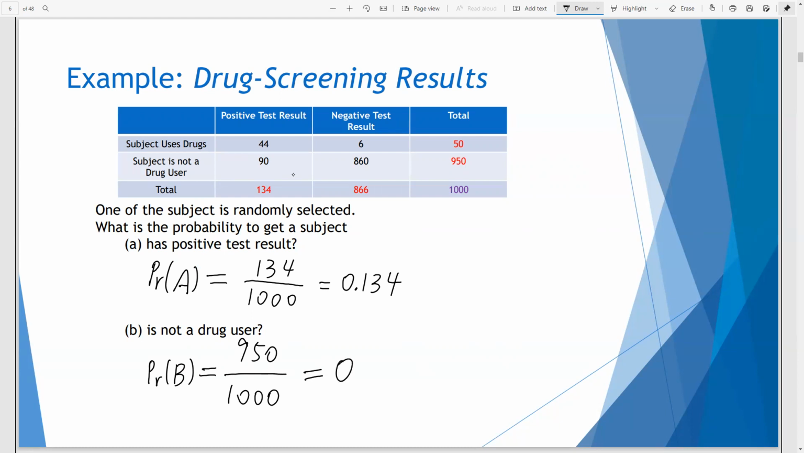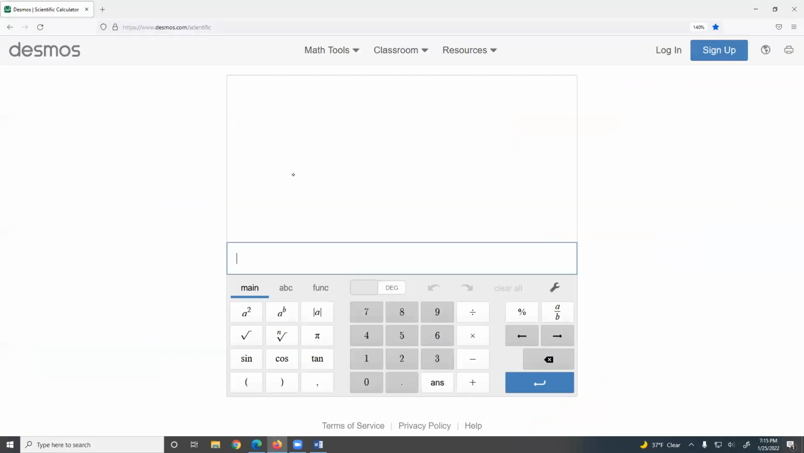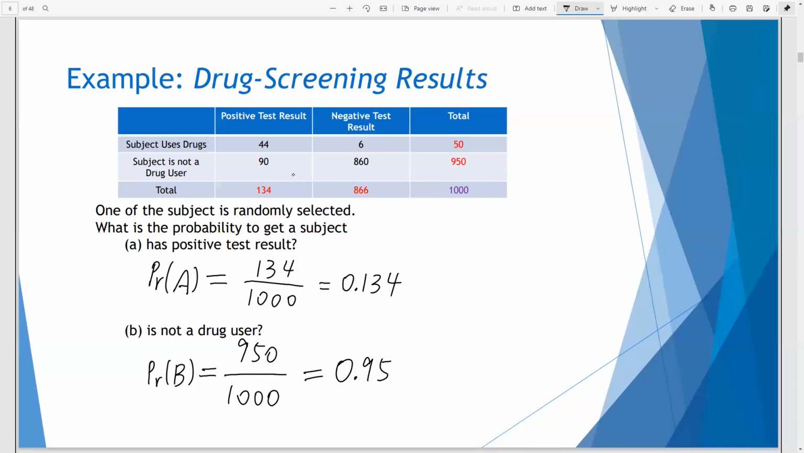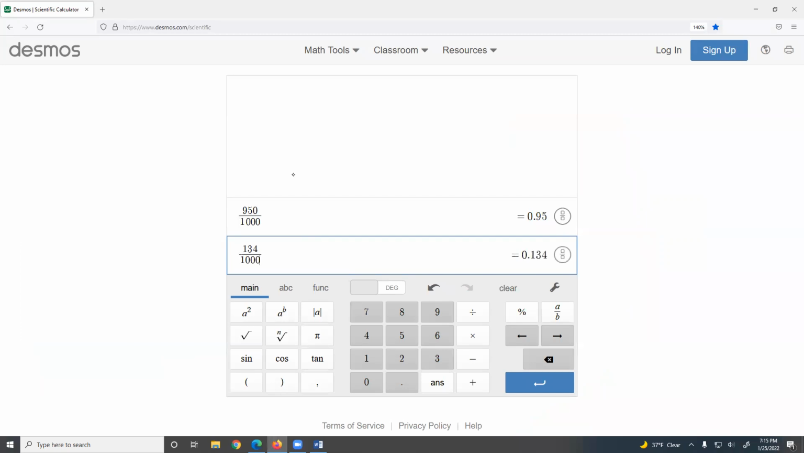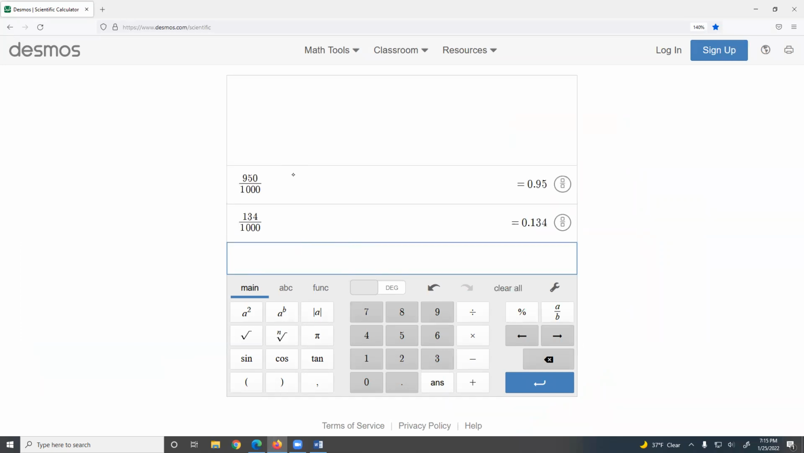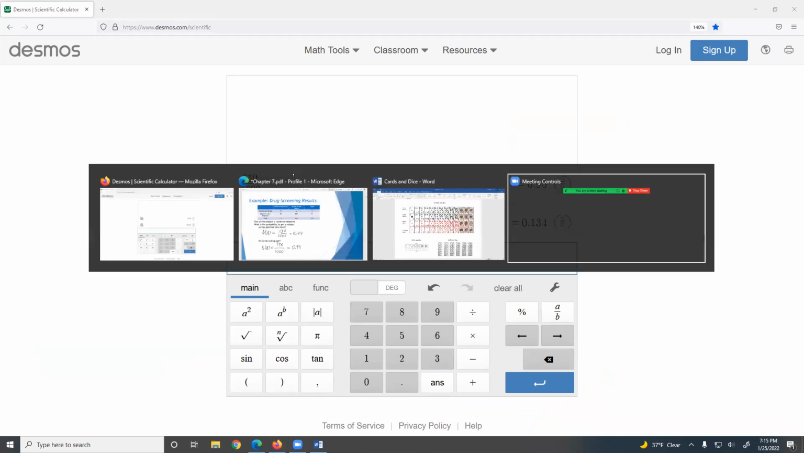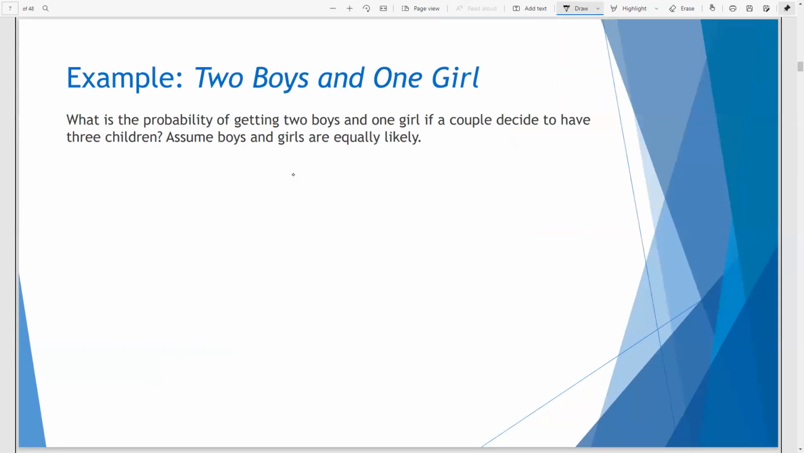subject, right? That's 0.950, right? You can always use a calculator to verify the result. 950 divided by 1,000, that's 0.95. 134 divided by 1,000, that's 0.134, right? Okay, so next question.